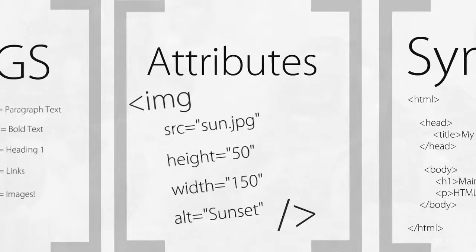So the image tag needs some help, doesn't it? Yeah, definitely. For example, if you have a height and a width, it stops your website jumping around. So having a height and width for your images is very good. The source, SRC, is just where the image is. What do you think alt is? Alt is a short description of your image, let's say.